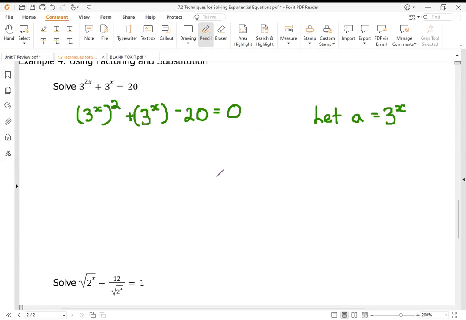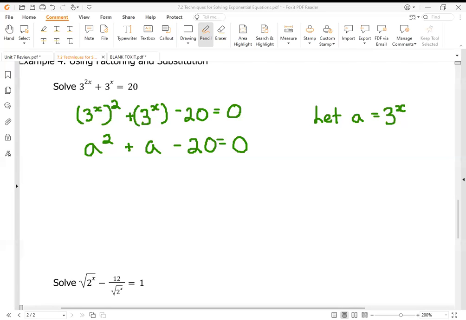Why not? I see something squared plus the same thing minus 20. All of a sudden, doesn't that look familiar? Go ahead. Try to solve it. I'll give you a minute.